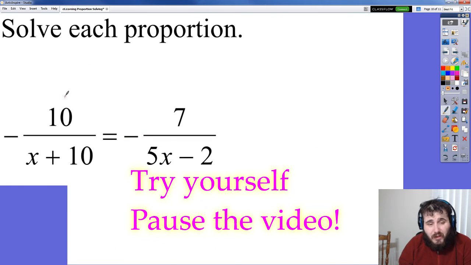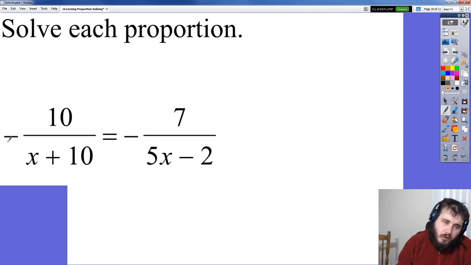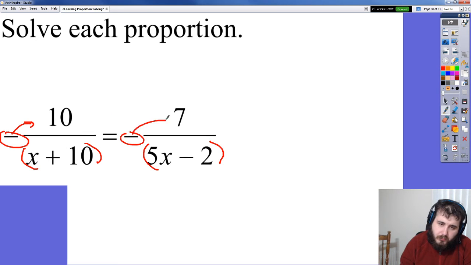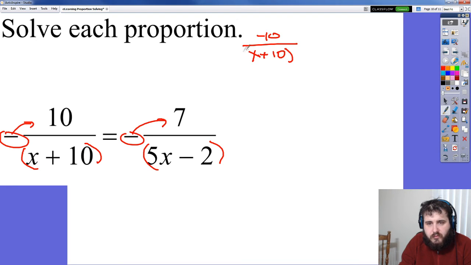Alright, so take a look at these. See if you can figure out how to do this one. Okay, so again, start off, put your binomials in parentheses, take your negative signs, put them up with a number where you can. So look at what we have. We've got negative 10 over x plus 10 in parentheses equals negative 7 over 5x minus 2 in parentheses.